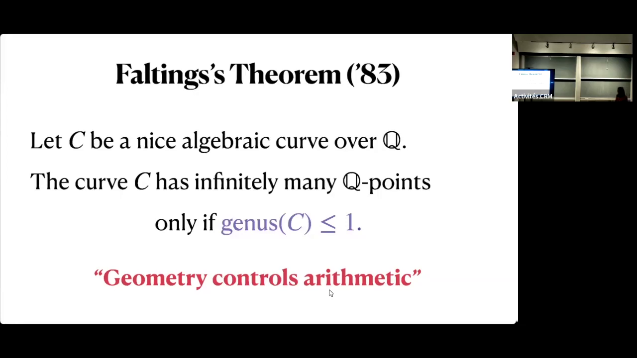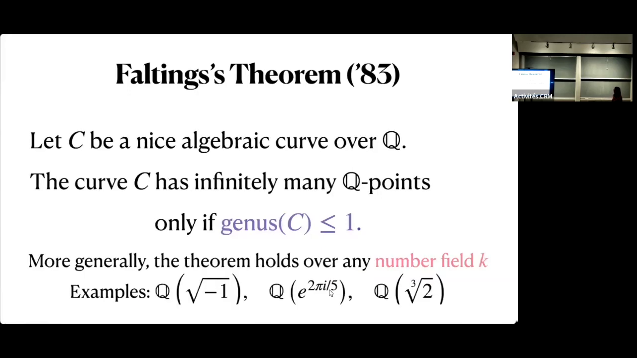And here I've actually written a special case of this theorem. Not only is it true over Q, it holds more generally over any number field K. So if you look for solutions, not just in the rational numbers, but in any finite extension of Q. So say you take Q adjoin i, or Q adjoin a fifth root of unity, or Q adjoin the cube root of 2, any one of those fields, you still only have finitely many points.